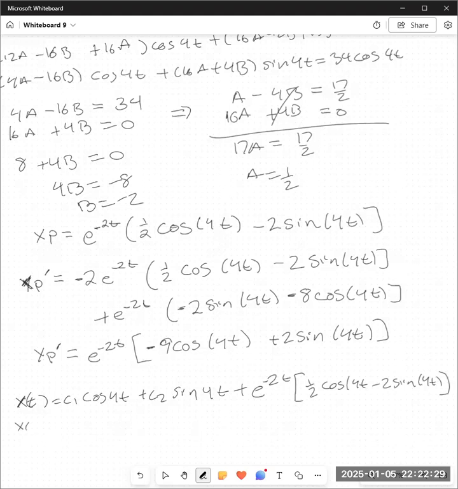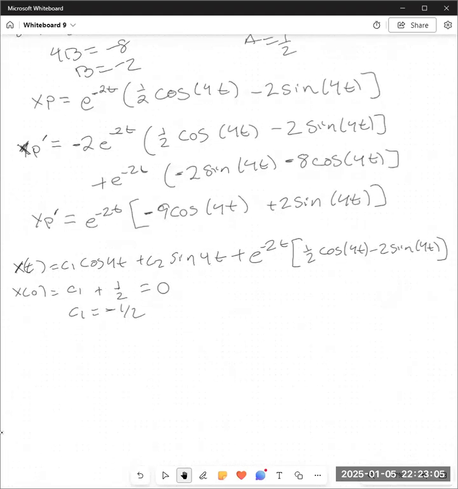So my x of 0 is going to be C1 plus 0 there plus 1 times 1/2. Cosine of 0 is 1, and then that's 0, and this needs to be equal to x of 0, which was 0. So C1 needs to be a negative 1/2. Good so far.